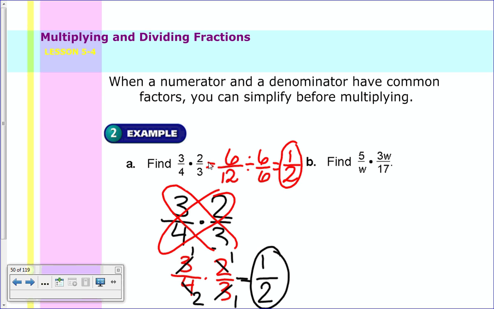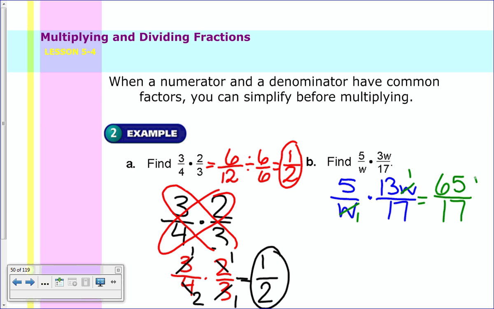And again, we could do B the same way. 5W times 13W over 17. Well, 5 and 17 have nothing in common, but 13W and W do. They both have a factor of W. So I take that out. W divided by W is 1, and W divided by W is 1, and I multiply. 5 times 13 is 65. And then 1 times 17 is 17. You get 65/17.